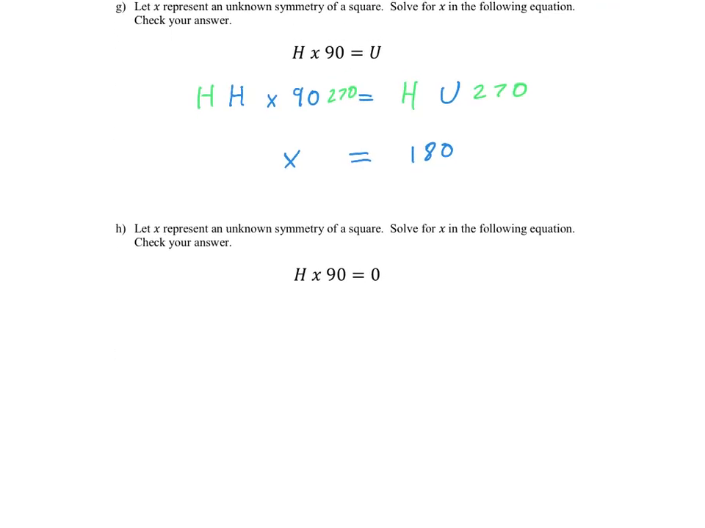Okay, so finally, one more example. This time we have the exact same thing as above, except it's 0 on the right-hand side. So the very same procedure from above will isolate x. What we need to do is apply the h and the 270 to both sides. So we have h and then 270, and then performing an h and a 270 will give u as our final answer.